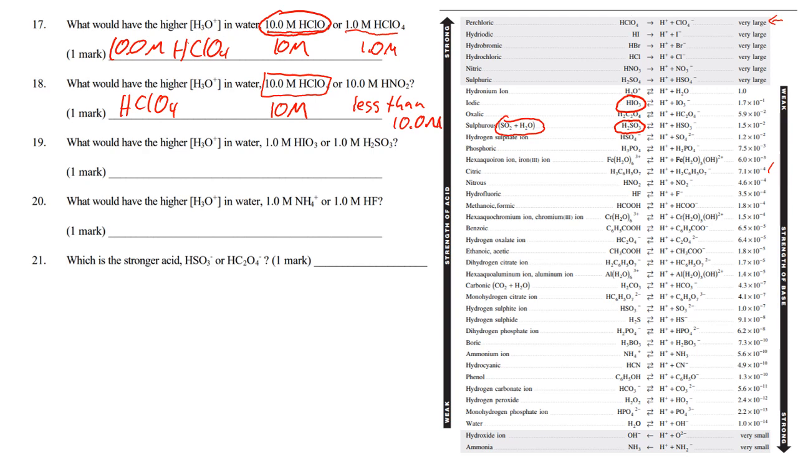So which one has a higher concentration? 1 molar of this or 1 molar of that? Neither one is going to be producing 1 molar H3O plus. They're both going to be producing less than 1 molar H3O plus. But since HIO3 has a higher Ka value right here, or you can just look at the table and see the relative strength of this, HIO3 is higher. We know that one is going to be producing more H3O plus.